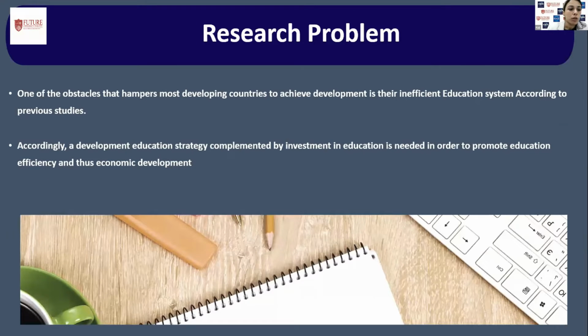Moving to the research problem, one of the obstacles that hampers most developing countries from achieving development is their inefficient education system. According to previous studies, developing countries are recognized by having an underdeveloped education system. Accordingly, a development education strategy complemented by investment in education is needed in order to promote education efficiency and thus achieve economic development.